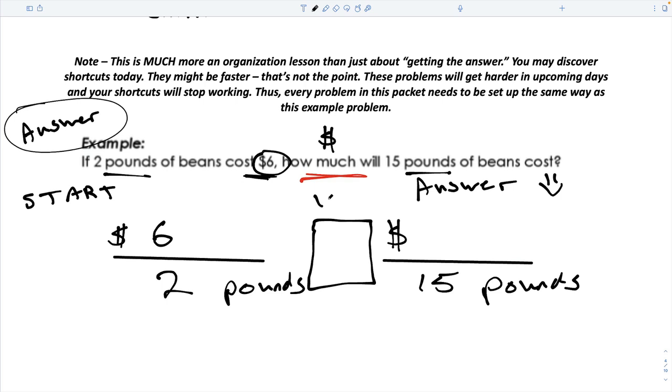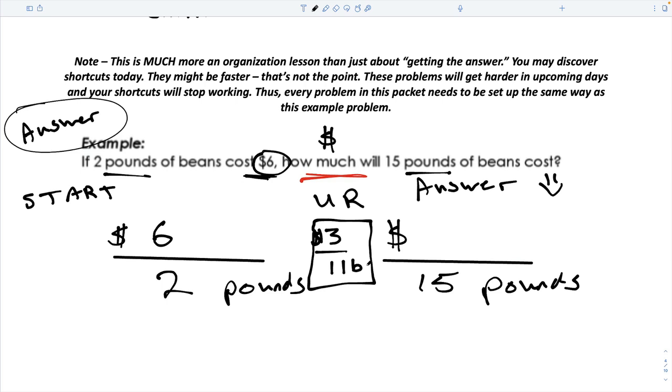Draw a box in the middle and put unit rate or UR. With this ratio, I can find the unit rate by dividing. Anytime you have a ratio, you can get the unit rate simply by doing 6 divided by 2, top divided by bottom. What is 6 divided by 2, whole class? 3. It's 3. So you've just found your unit rate. It's $3 for 1 pound. I'm going to put LB for pounds because I don't have space.